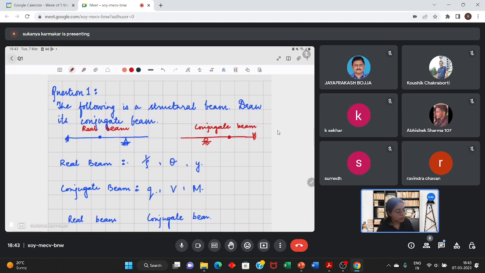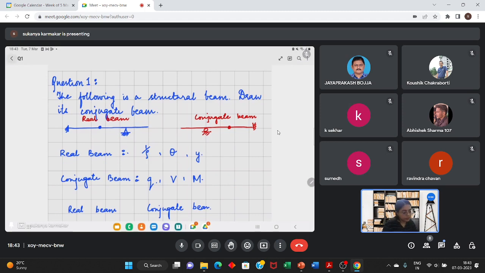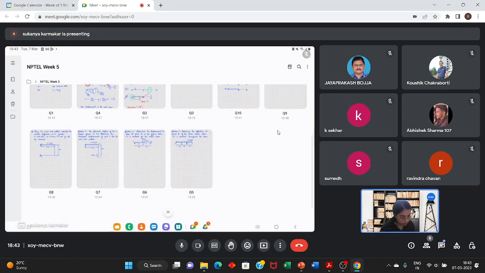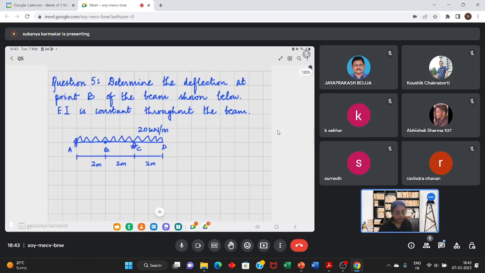This is a conjugate. So this question is done. So let's move on to this question.